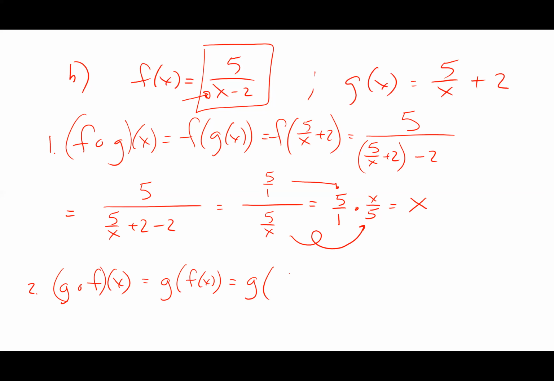And g on the outside, this time it's 5 over x minus 2. Plug it in there. All right, let's see how this happens here a little bit. So I'm thinking g is this guy. So 5 on top. The x is all by itself on the bottom, but this is 5 over x minus 2. We get a plus 2 at the end here.